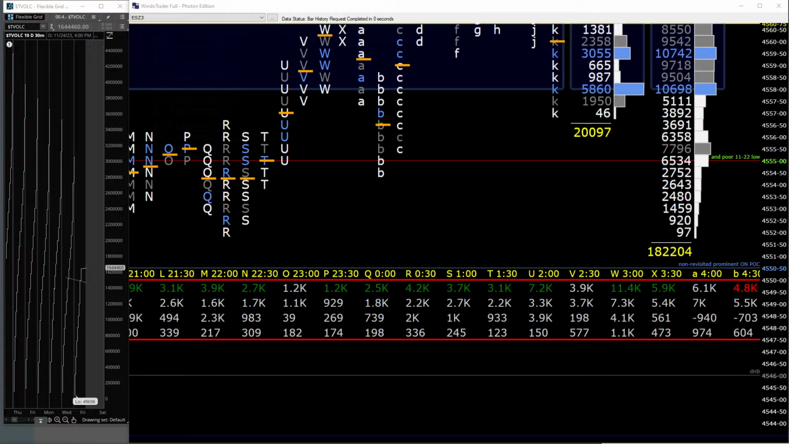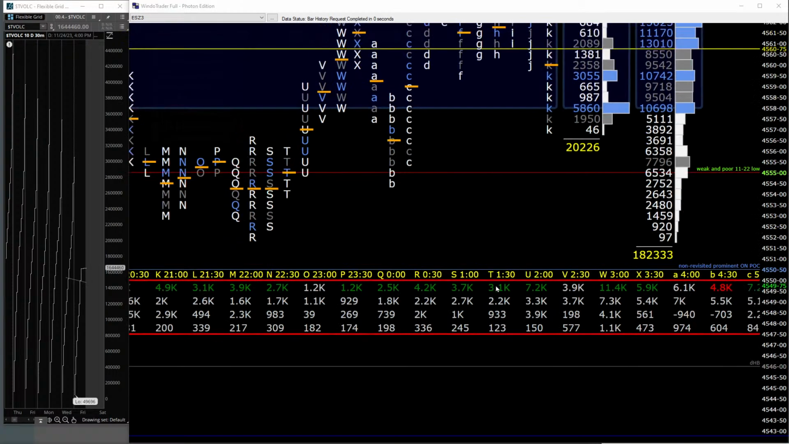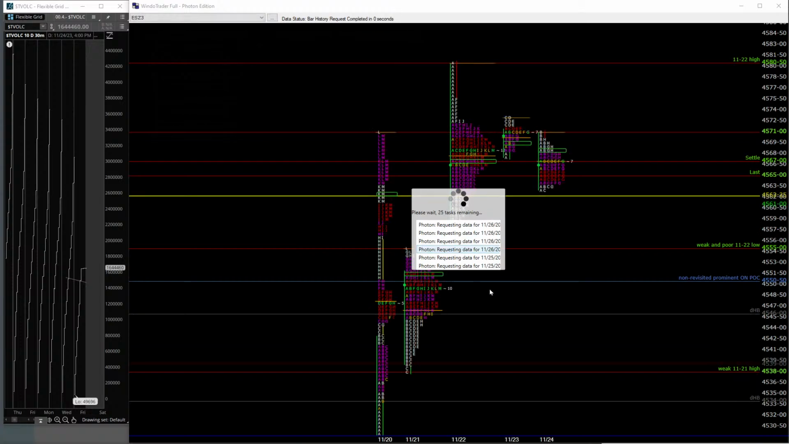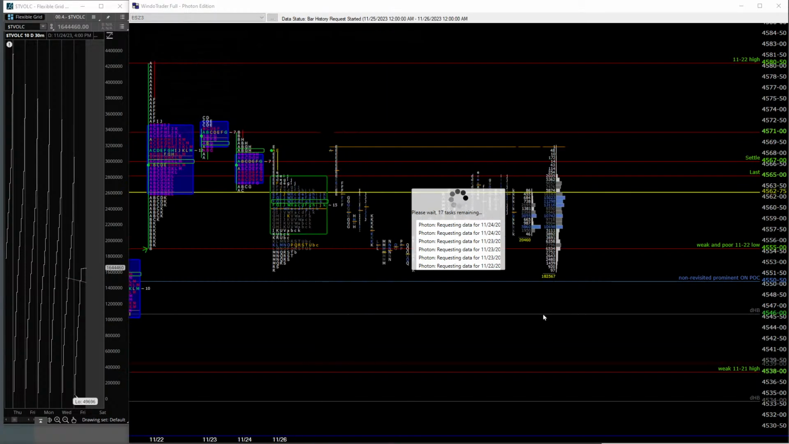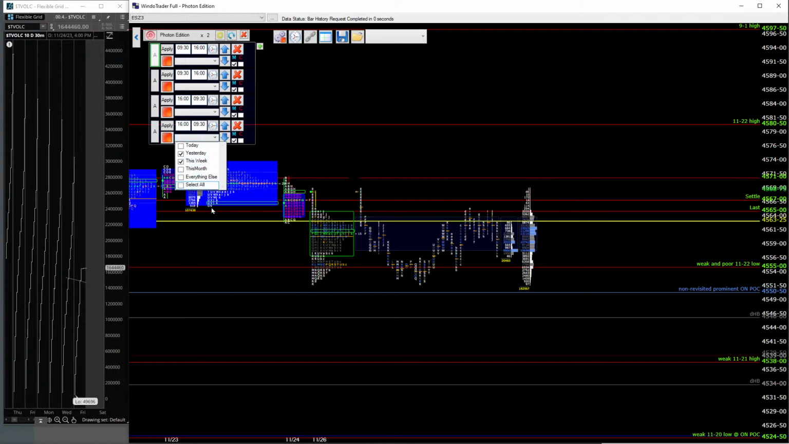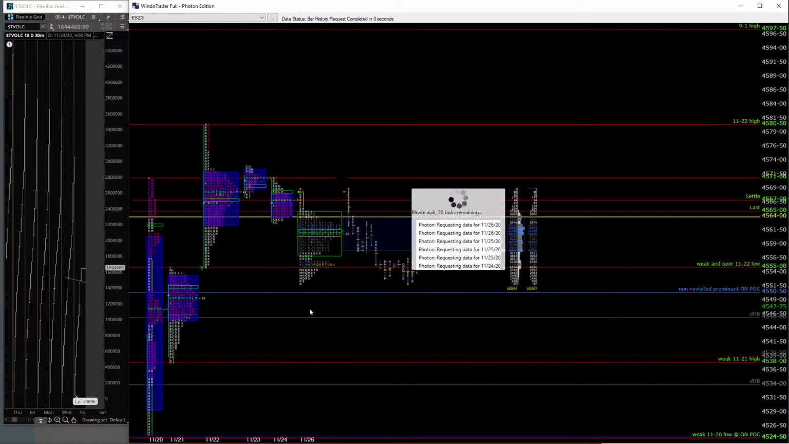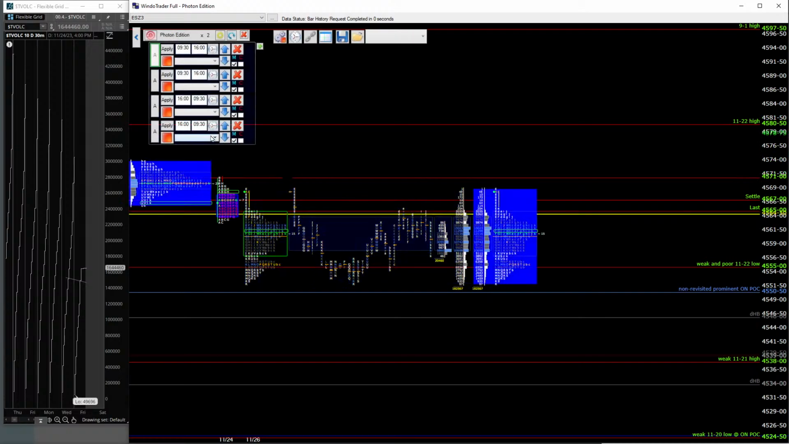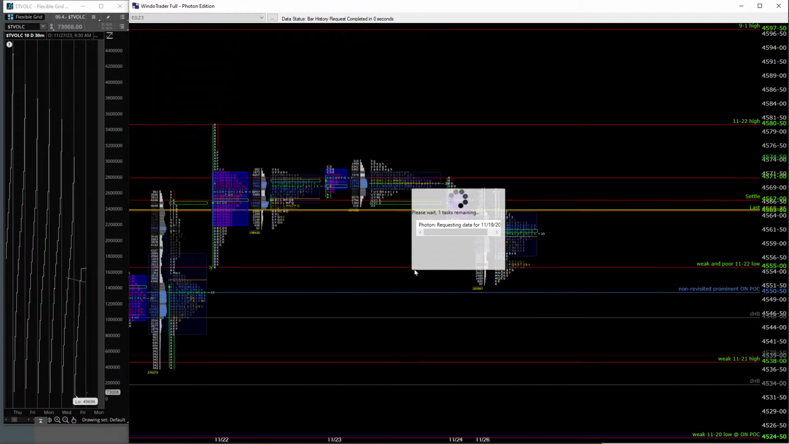Now, let's go back to the market. We are 3 seconds before the opening. The market is back to overnight POC. Let's see what this market does here. I'm going to keep this overnight open.